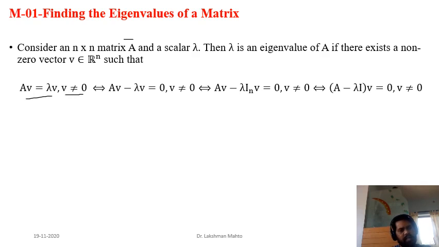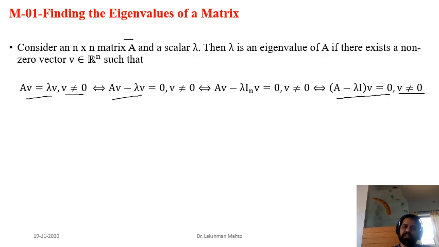So that's why I have written here. So further you simplify, bring everything to the left-hand side. So you write A v minus lambda times v. That means take common here, and it becomes a matrix equation like this way: (A minus lambda times I) into v, where v is a non-zero vector.